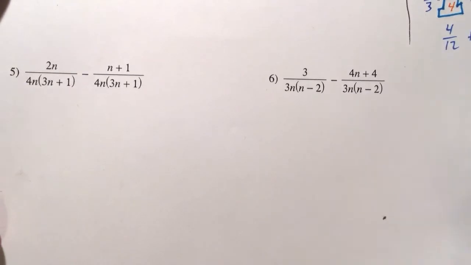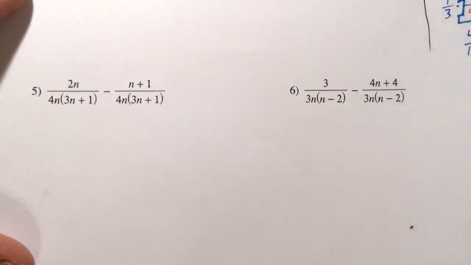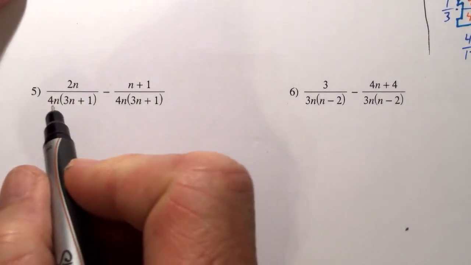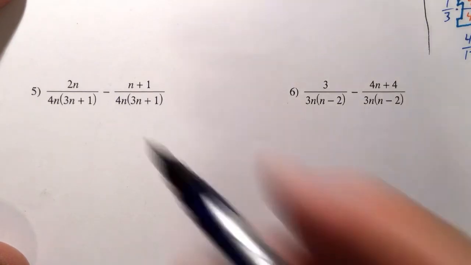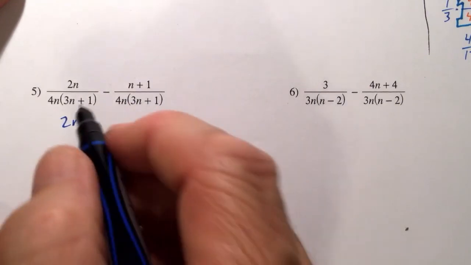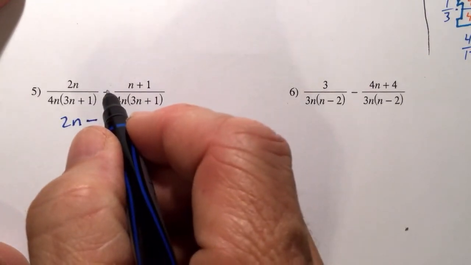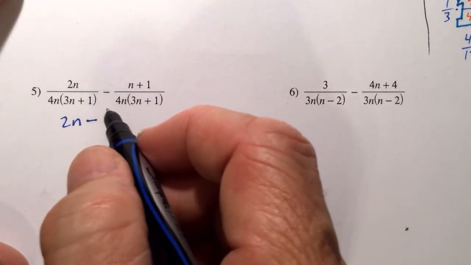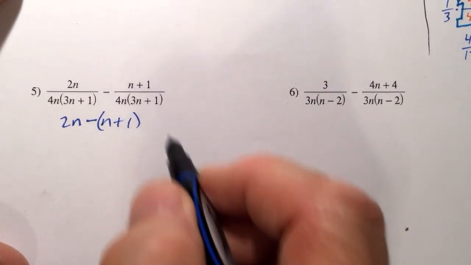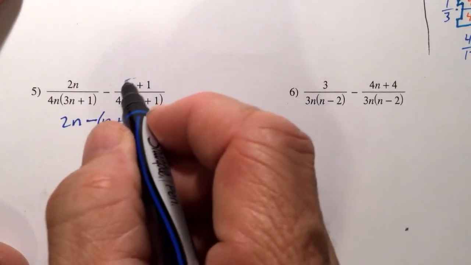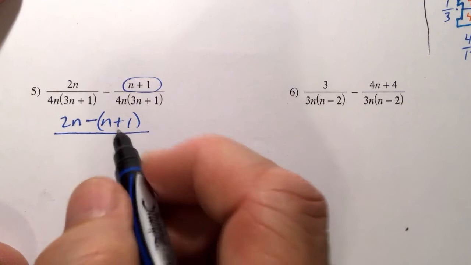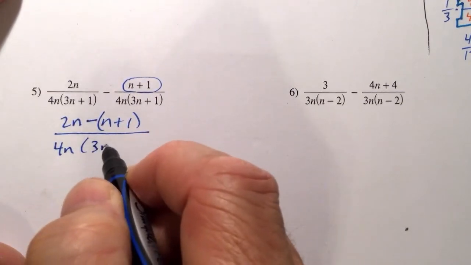Number 5. I'm pausing here. Number 5. We can see we still have the same denominators, and so we're going to go ahead and combine the numerators. Now here's where it gets tricky. The reason why I'm pausing a little bit here is because of that minus sign right there. The common mistake is just to write minus n plus 1, but that would be incorrect, and I'll show you why. We have to subtract the entire numerator. This n plus 1 is the entire numerator, and so with a minus sign there, that's going to change things a little bit for us.